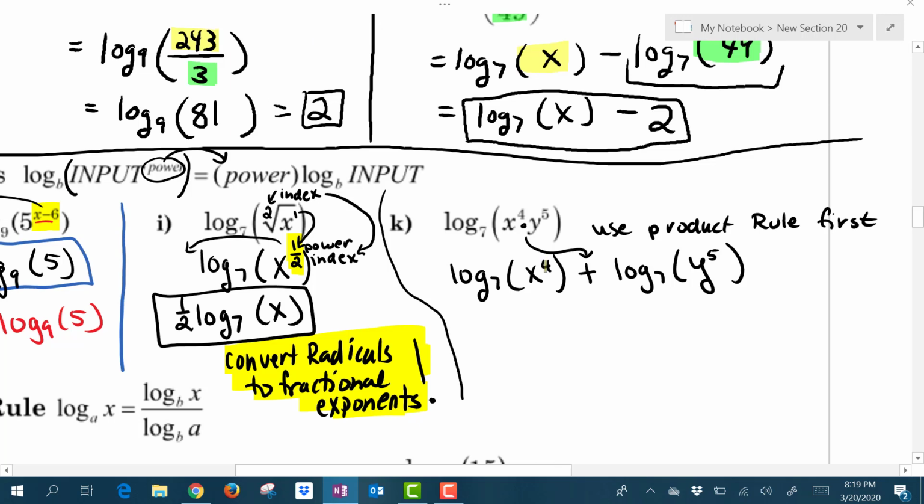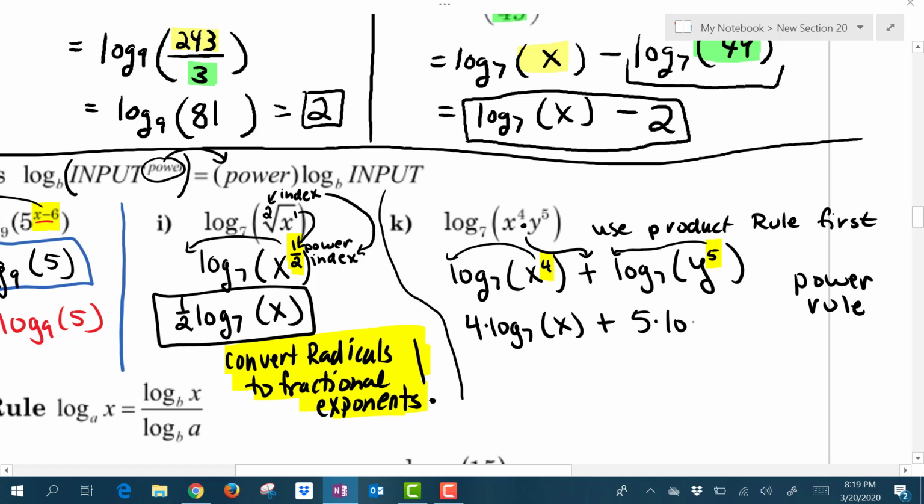Now when I look at each of those two separate logs, I have all of the input in the first log raised to the same power. And in the second log I have the same thing: all of that input raised to the same power. So I can now use the power rule, and I can bring that 4 out, multiplied times the front of that first log. And in the second log I can bring the 5 out to be multiplied times the front of that second log.